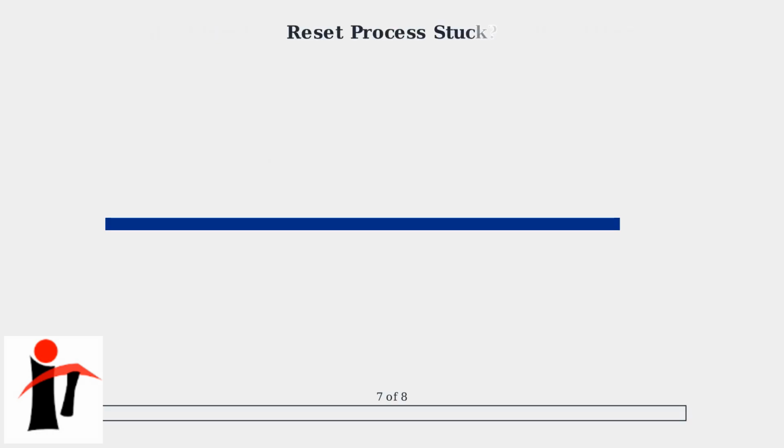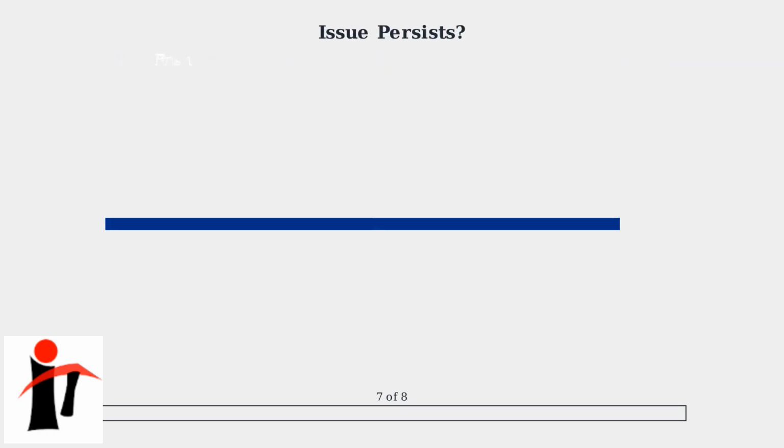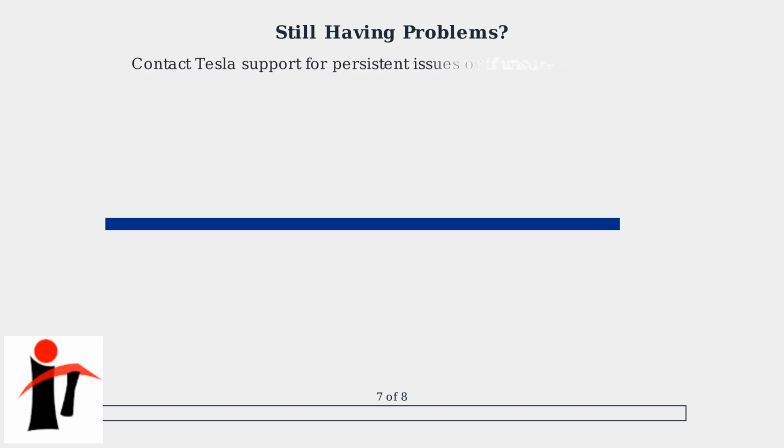If the factory reset process gets stuck or encounters errors, try restarting the Tesla by holding down both scroll wheels on the steering wheel until the touchscreen goes black. If the issue persists, ensure you have a stable Wi-Fi connection and that the vehicle's software is up to date. Contact Tesla support if you encounter persistent problems or are unsure about any step of the process.